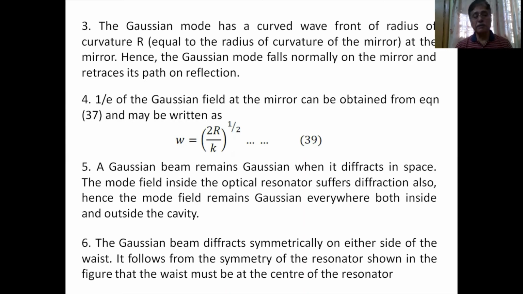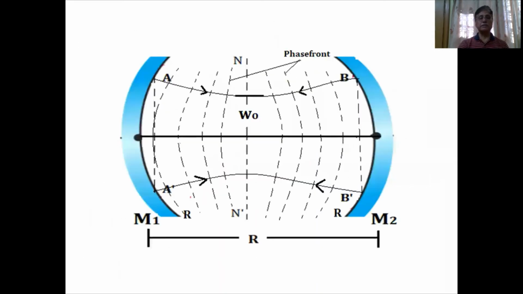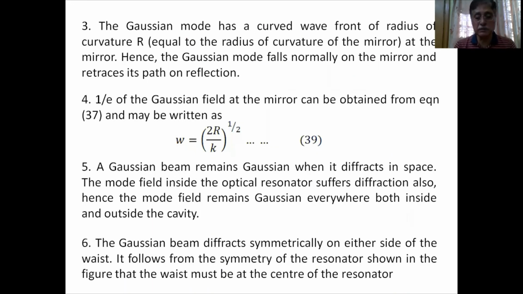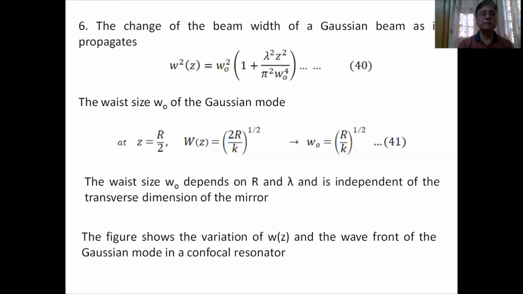Next, the Gaussian beam diffracts symmetrically on either side of the waist. It follows from the symmetry of the resonator that the waist must be at the center of the resonator, because there is identical diffraction on both sides.